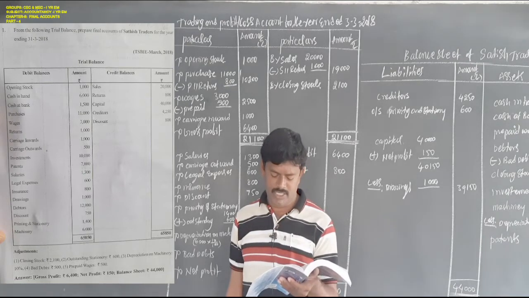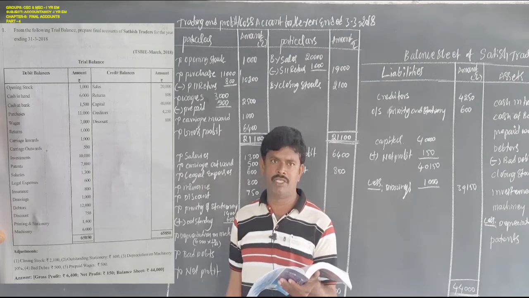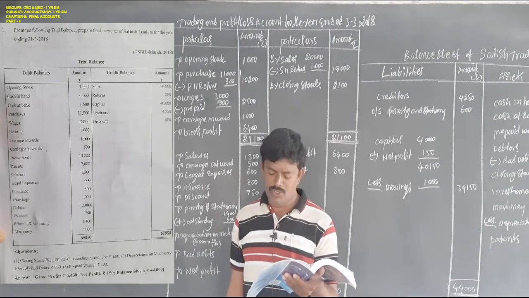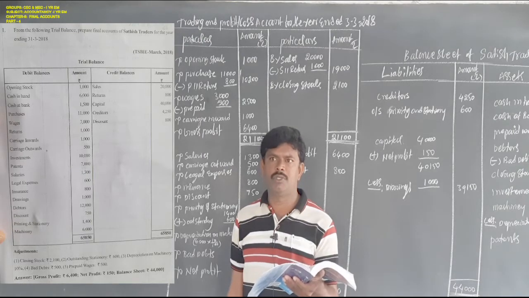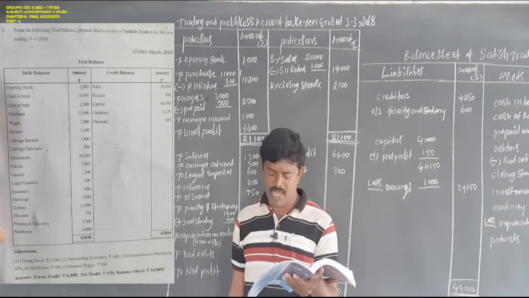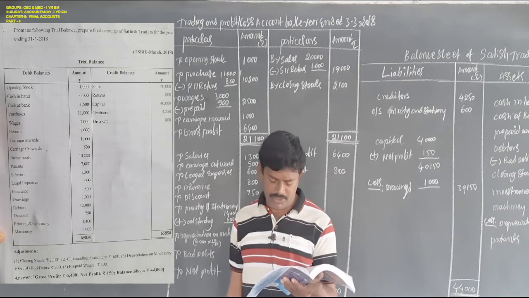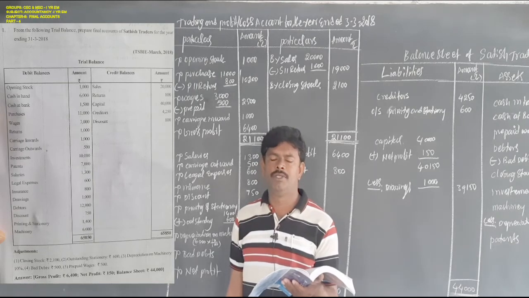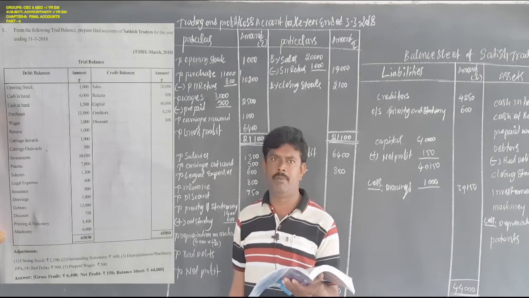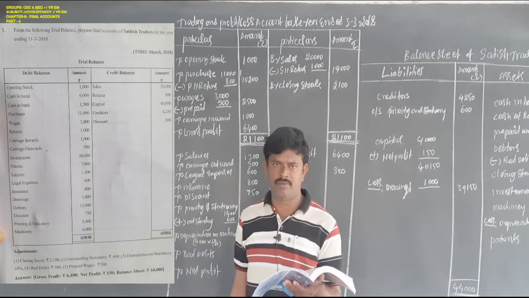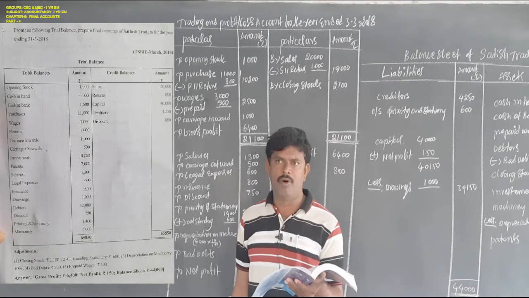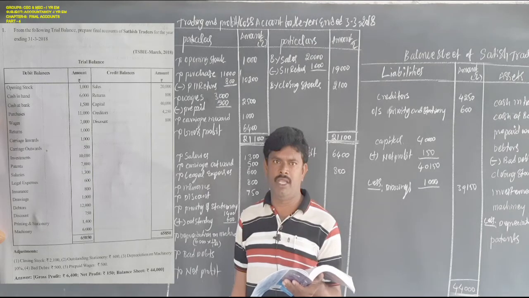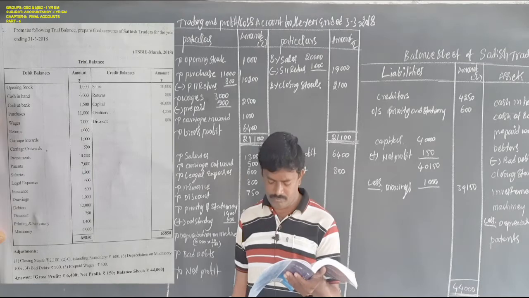Closing stock, it is recorded in trading account credit side as well as in balance sheet. Outstanding stationery, it is added to stationery in P&L account and shown on the liability side in balance sheet. Depreciation on machinery 10%. Machinery value is 6,000 at the rate of 10%, 600 rupees. It must be recorded in P&L account debit side first of all. Then the amount of depreciation is deducted from the machinery in balance sheet asset side.